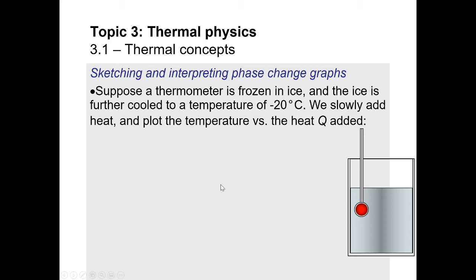All right, so assume we have a thermometer that's frozen in ice. Then the ice is cooled to a further minus 20 degrees Celsius.